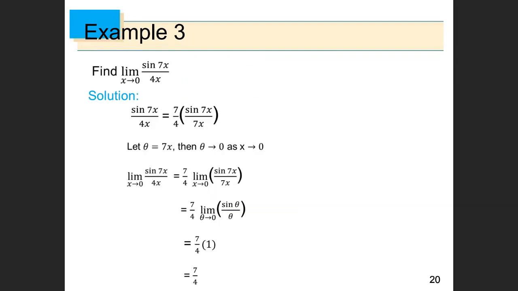How do we do this example? Guys, this is a very nice example. I know because we've done the special limit. When people see limit as x tends to 0 of sine of something over something, they'll be quick to say it equals 1.